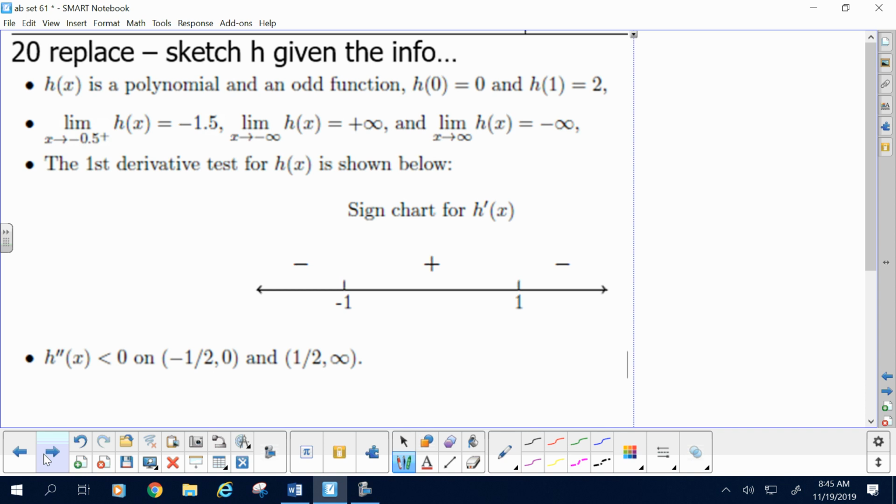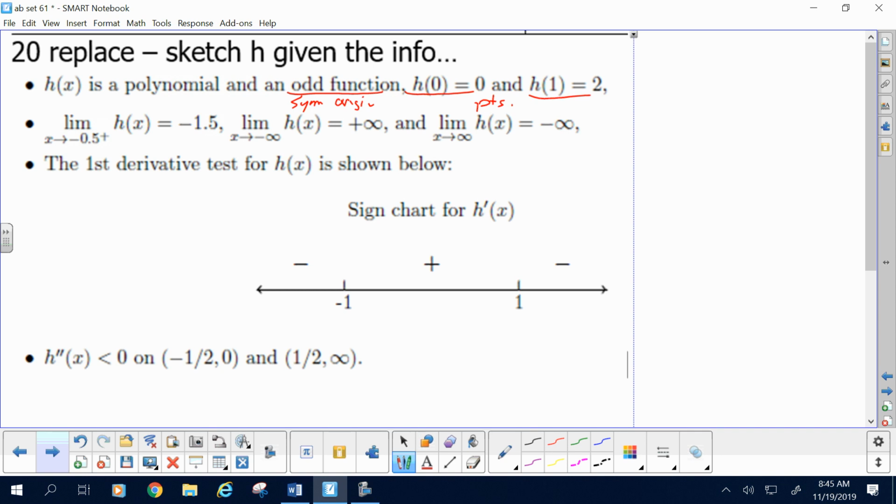H is polynomial. Okay, so polynomial means x to some power, usually even powers, or not even powers, whole number powers. And it's odd. Okay, so what kind of symmetry? About the origin. H of 0 is 0. Cool. H of 1 is 2. They give us some points. They give us a whole lot of other stuff going on. I guess we're going to have to read all this. So these are just points, yeah? All right, so I can locate those in a second.